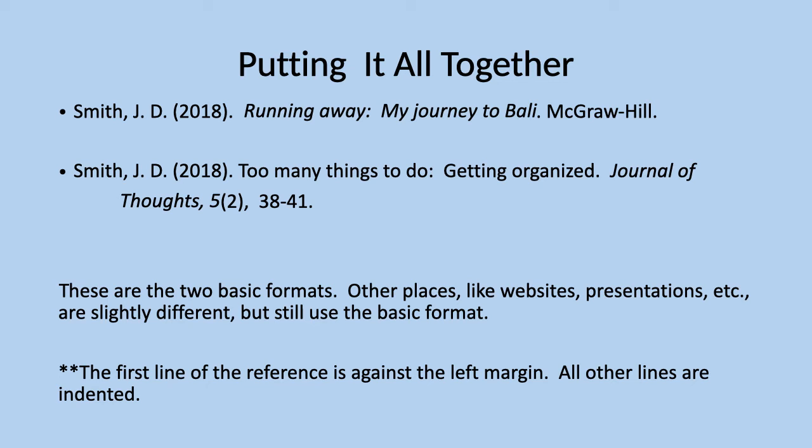Here are some examples of a book and a journal article with all the information that's needed. Notice that the first line is at the left margin and all other lines are indented. This is called a hanging indent. For other sources, there may be additional information needed. Please look at the APA Citation Guide of information on the library's website for more examples.